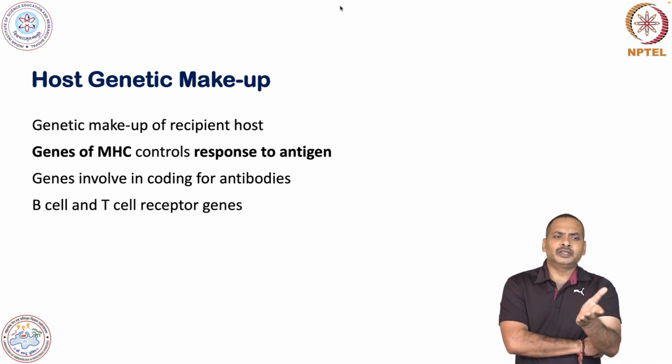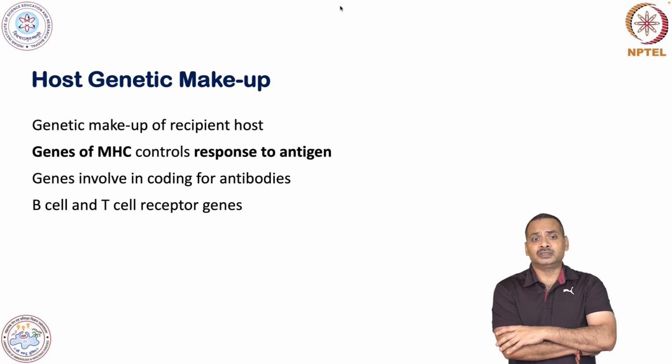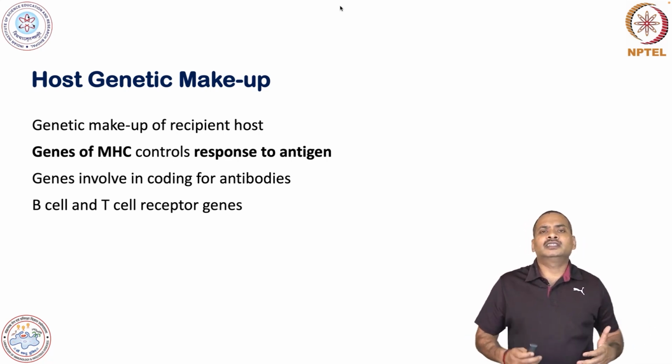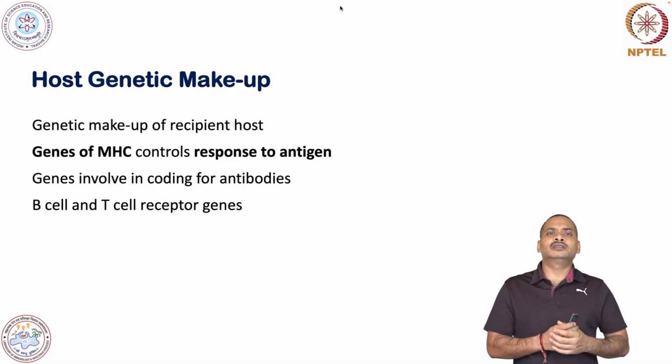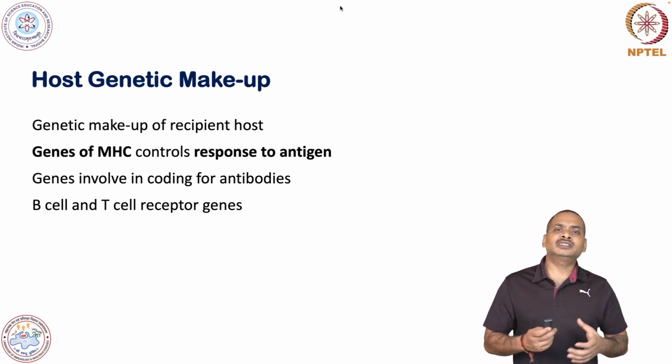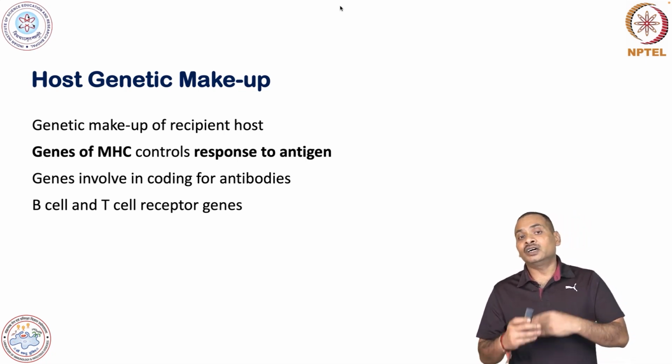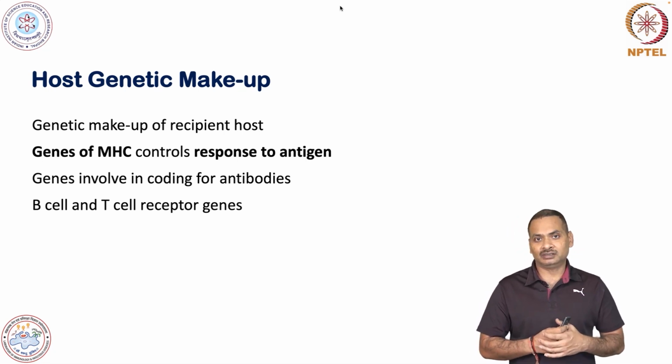Another example could be a B cell and T cell receptor. If there is some mutation or changes or polymorphism in the B cell receptor or T cell receptor, then that will affect the antibody production.